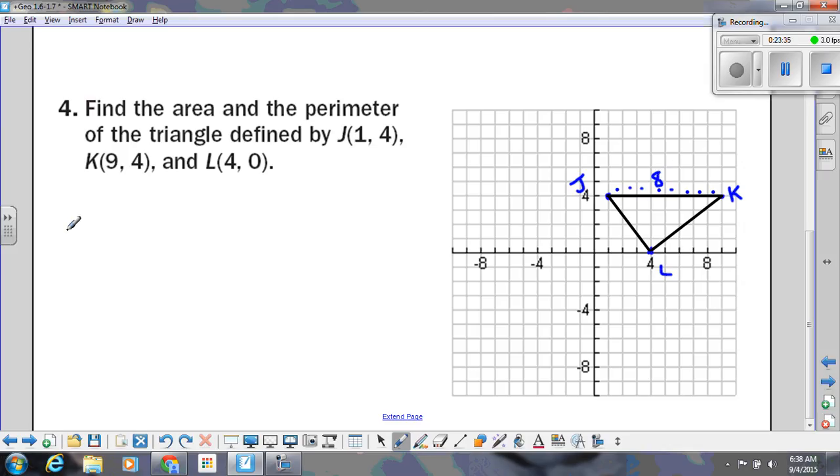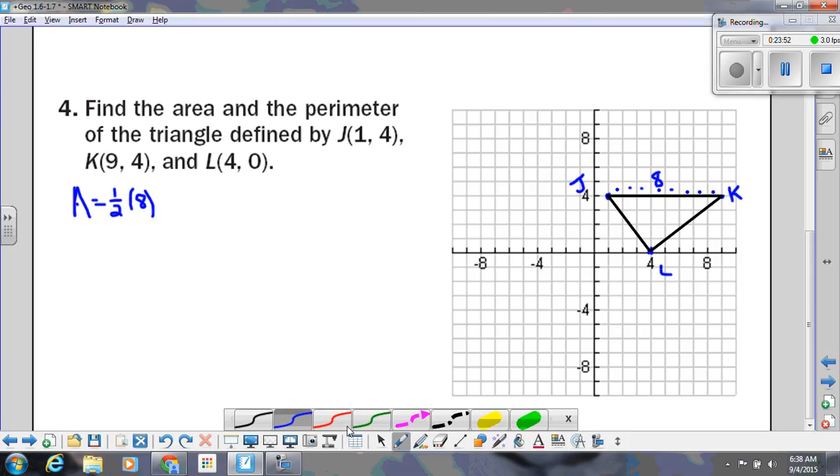All right, so I know I'm going to do area is 1/2 times 8. And then I need to find the height. Remember, the height has to be perpendicular to the base. So I can count that. So that's going straight from the base to the opposite vertex. So that's 1, 2, 3, 4. This has a height of 4.